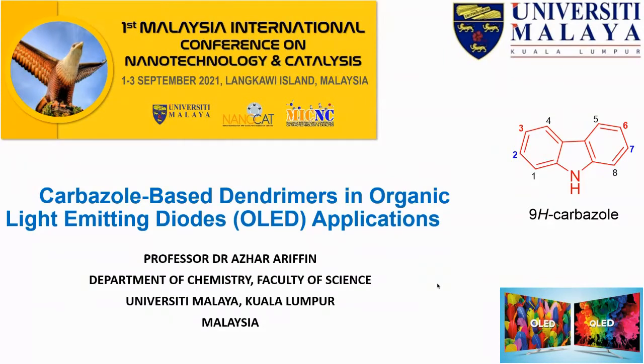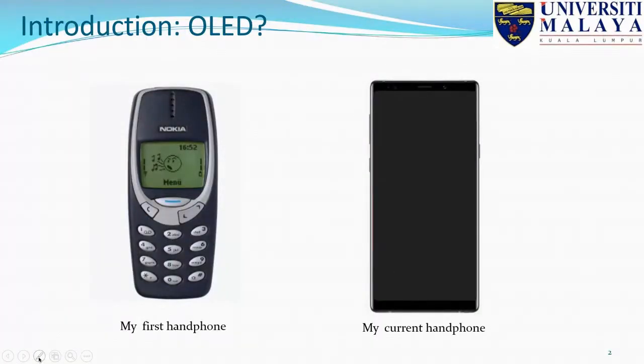So before I go into further detail about my talk, let us look a little bit at the history of what we are using today. Some history about myself as well. This is my first handphone that I bought after I finished my PhD in 1999. This handphone was introduced to the market in 2000, if I'm not mistaken. And this, what we call it in Malaysia, I think they used to make a joke, is Nokia 3310. So this first handphone that I own is using an LCD display. Then it was first in the market in 2000.